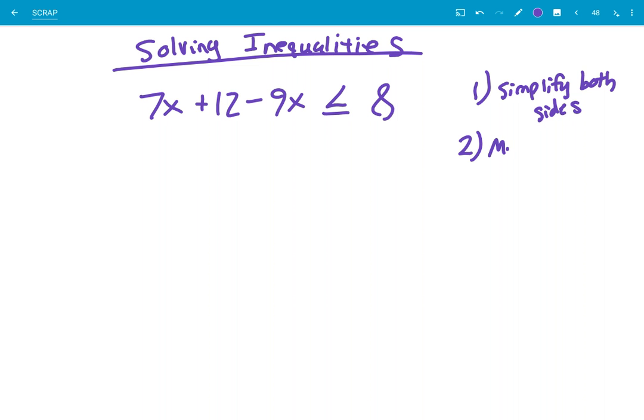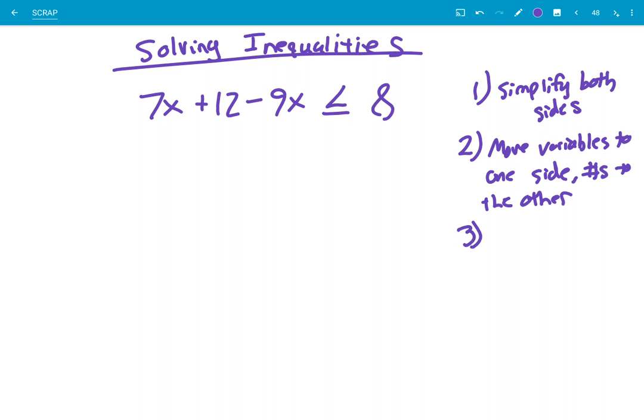Two, you're going to move variables to one side and then numbers to the other. And then third, we can always use inverses to isolate our variable. And that's usually the very last thing we do.